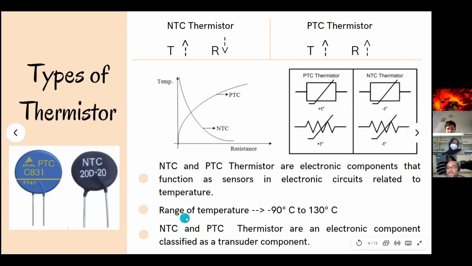The second one is thermistor operating temperature, which varies depending on the thermistor manufacturer. Generally, the temperature range is from -90 degrees Celsius to 130 degrees Celsius. NTC and PTC thermistors are electronic components classified as transducer components.